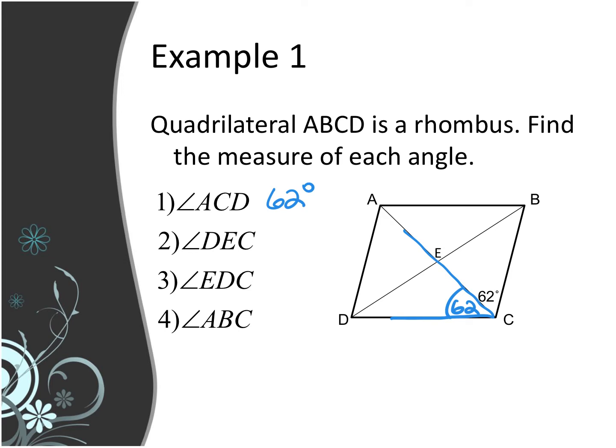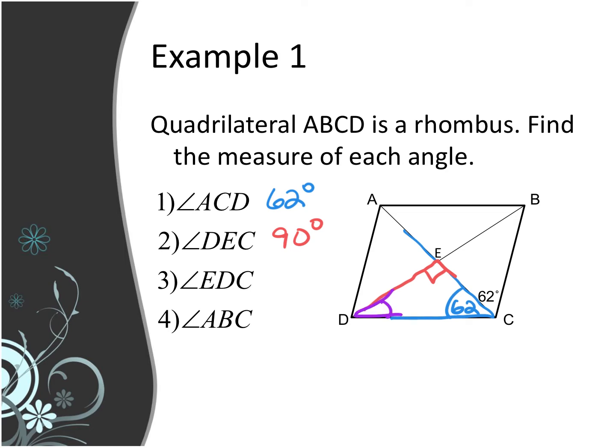To find the measure of DEC, I know that my diagonals are perpendicular. So DEC is 90 degrees. For EDC, that one's over here. I can do 2 things.